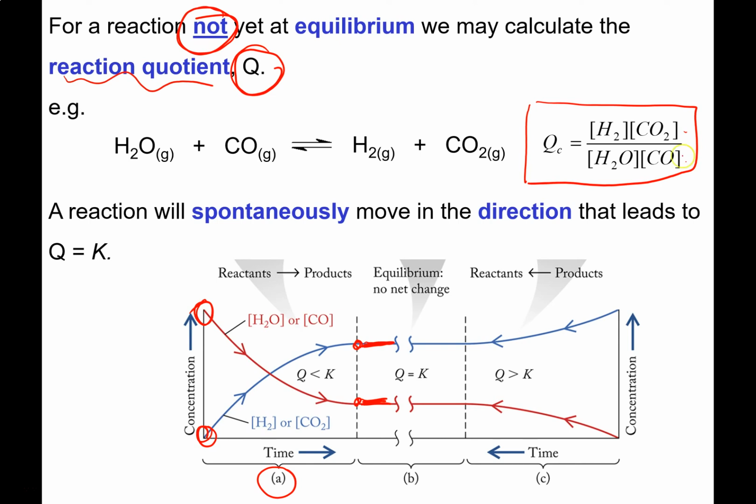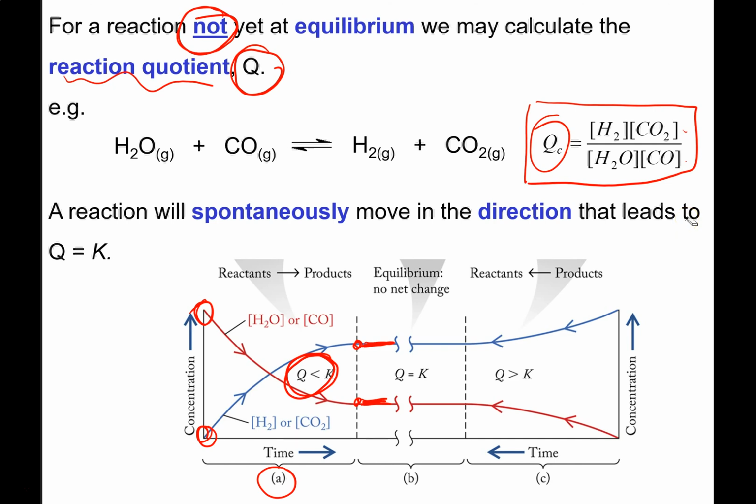What's happening is that we don't have enough products, so Q is going to be too small. Q is going to be less than K. When we have not enough products and too many reactants for the system to be at equilibrium, Q will be less than K, and the system will spontaneously move towards products in order to bring Q equal to K.